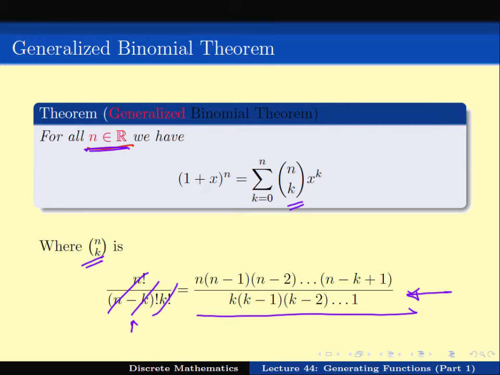So in other words, I claim that there is this theorem called the generalized binomial theorem, where for all n which is any real number, positive or negative, I can prove (1 plus x) power n equals the summation of k equals 0 to infinity of n choose k x power k, where n choose k is defined as n into n minus 1 into n minus 2 till n minus k plus 1 divided by k into k minus 1 into k minus 2 till 1.